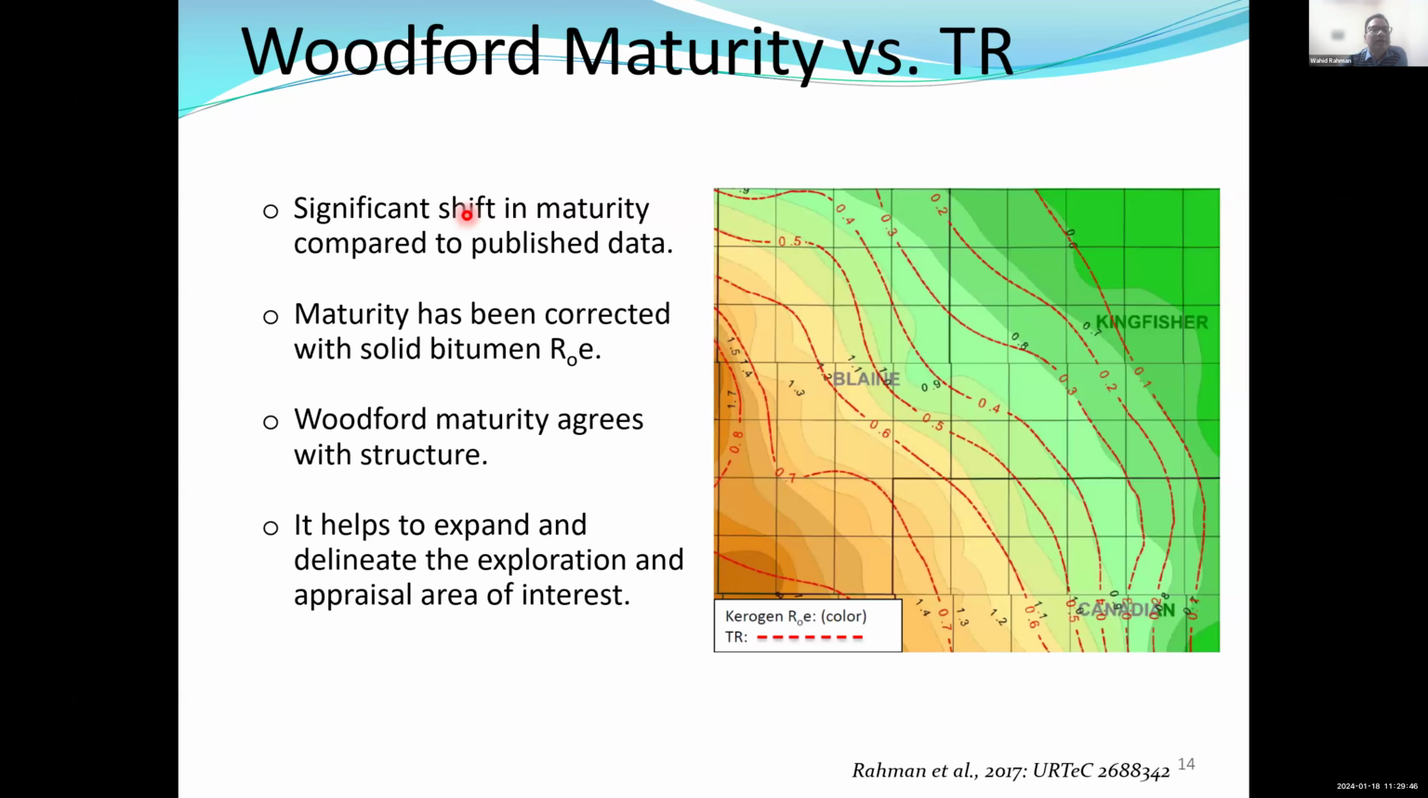So I took this data and tried to significantly improve the thermal maturity map in the STACK area. What I found is that the thermal maturity actually pushed a little bit higher in this direction of the map. Where we see 0.7% in the then-published paper, it was 0.6 or 0.5%. That basically helped us extend the area where we can find more liquid hydrocarbon, and you can see that we actually found it.